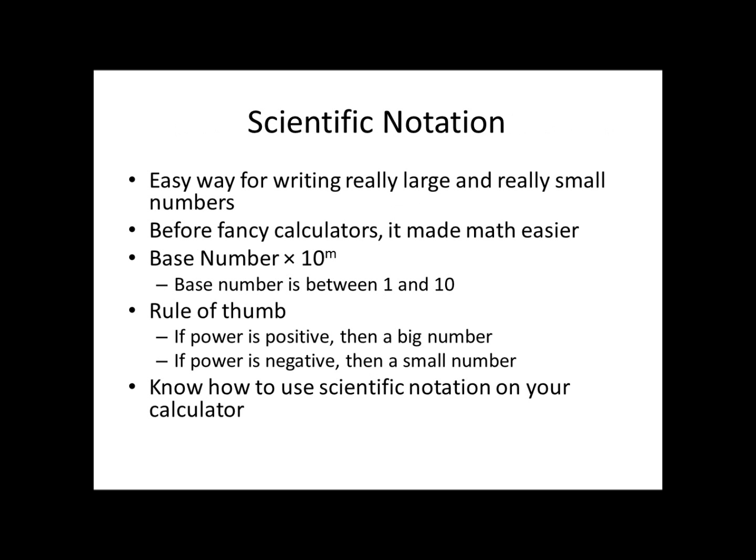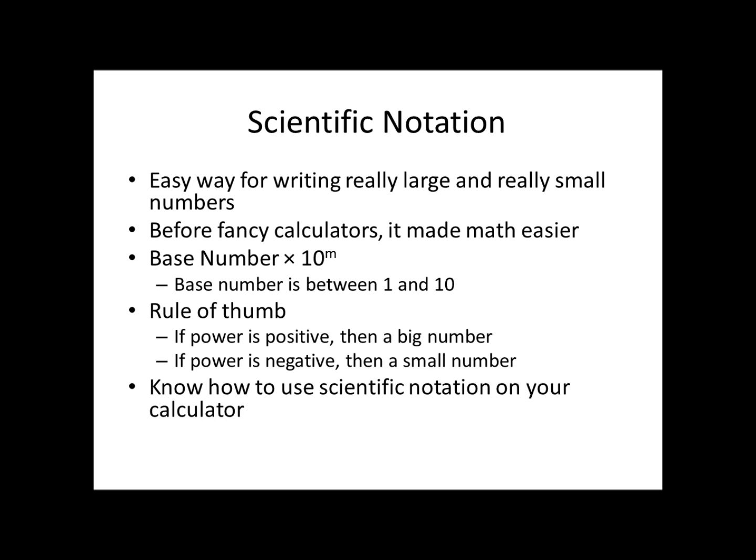Let's talk about scientific notation. Scientific notation was really created for two reasons. One, it makes writing really, really big and really small numbers easier. It literally takes up less space on the paper. But more importantly, it's actually easier to multiply these numbers or divide these numbers when they're in scientific notation. It was very important back in the day before the fancy calculators that they needed to make this multiplication or division easier.